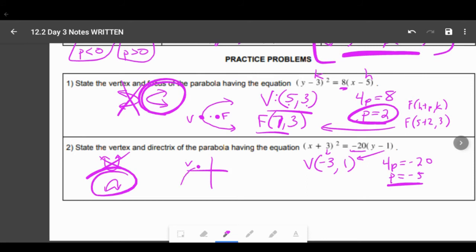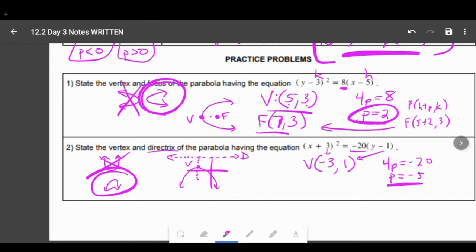So if I were to graph one that opens downward, my focus would be down there, but that's not what it's asking me for. It's asking me for the directrix. So I would have to go the opposite direction, and there is my directrix, okay?